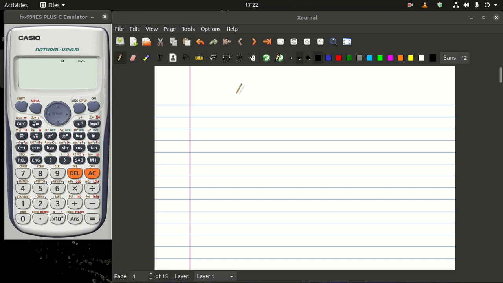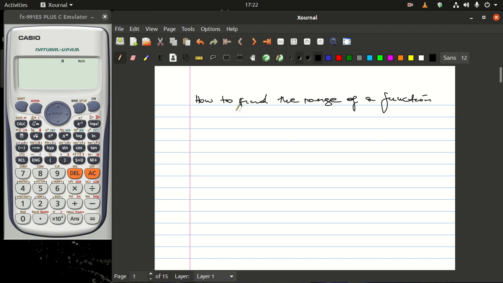So, knowing the domain, which is a set of all possible input values of a given function, now we want to look at the range. How do we actually find the range of a function? How to find the range of a function. So I want us to look into this topic very closely, take some examples, because that's one of the things that are very important when analyzing a function.